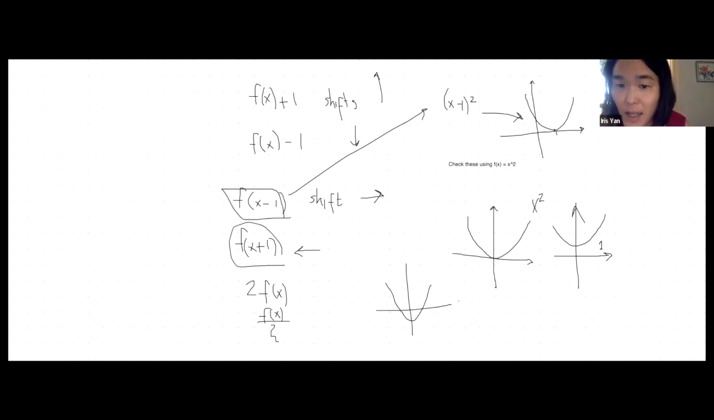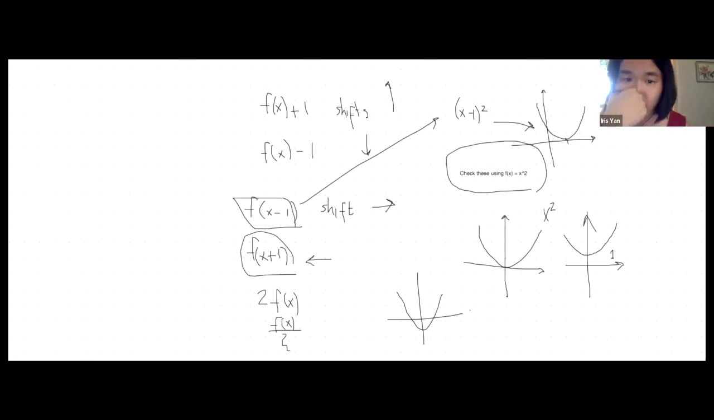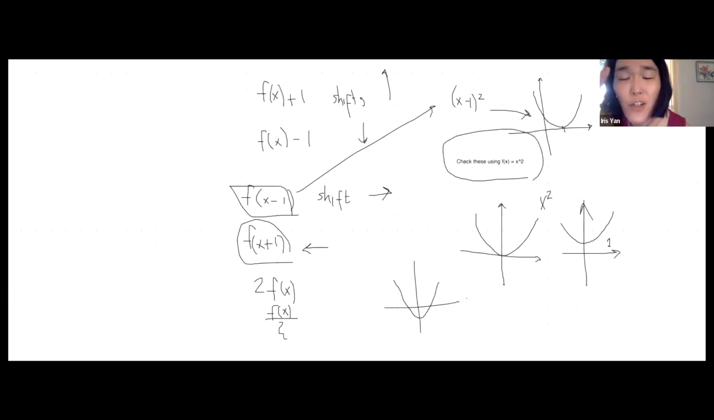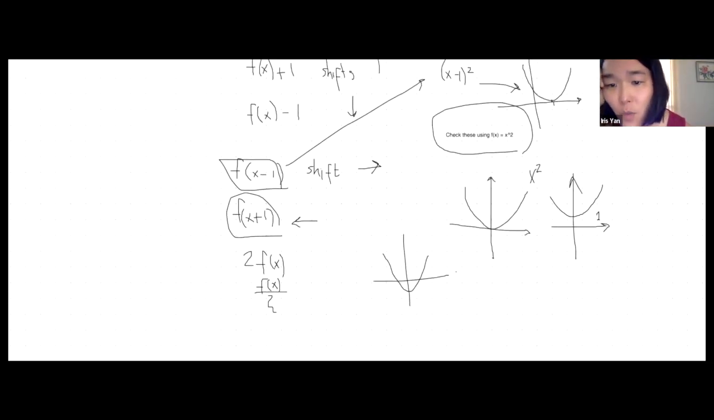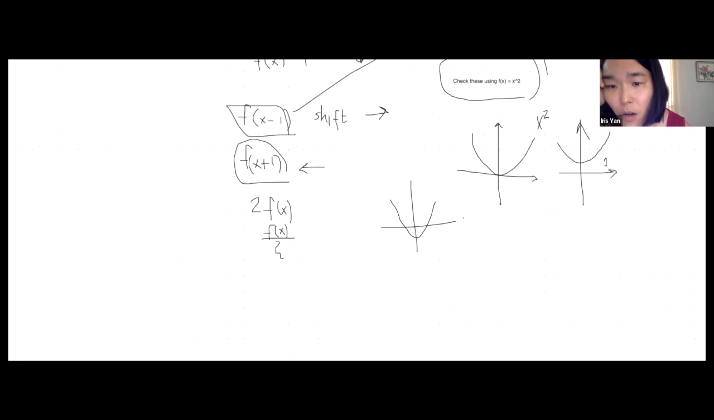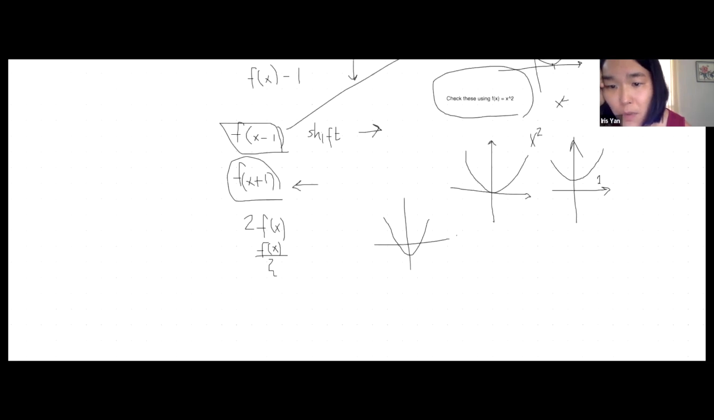So my suggestion is use a function whose graph you know and just play around with it and check how the graphs get shifted. And start with a function that's easy. So start with either x squared or absolute value of x, or just plain x.